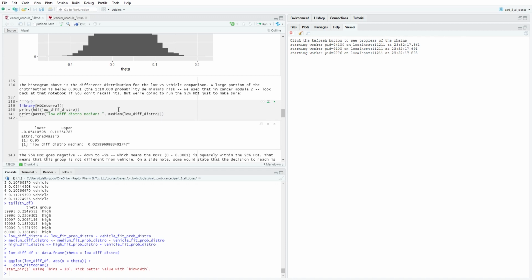So we're going to use HDI, and here I'm using the print function, to make sure that I get the HDI information out. And then I'm doing this. Ooh, I'm using paste. We haven't used paste before. Paste is a fun function. It allows you to mix text with reading out other objects as well. So I want to print a message that says low diff distro median colon, and then this is the median value. We're going to run it anyway.